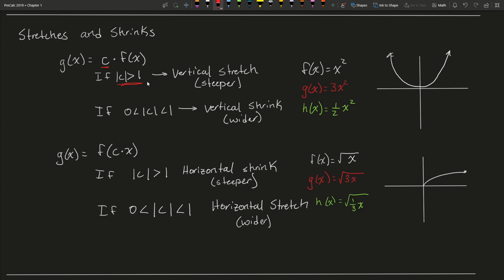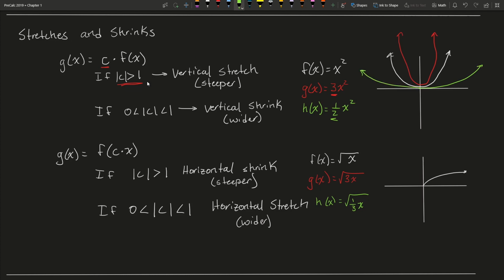So say we have our parent function x squared. If we multiply that by something greater than 1, for example 3, our graph is going to go up steeper to look something like this. If we multiply by something between 0 and 1, it's going to get a lot wider. So if we multiply by something like 1/2, it's going to look the same, it's just going to look a lot wider.